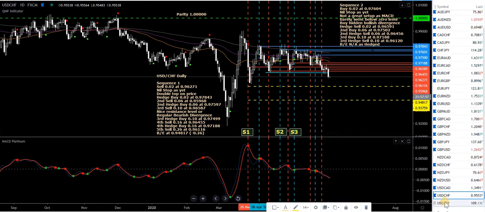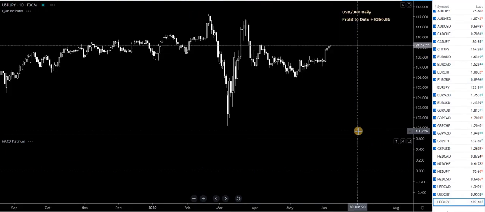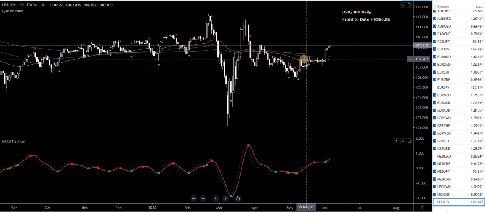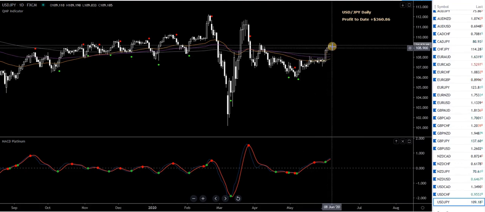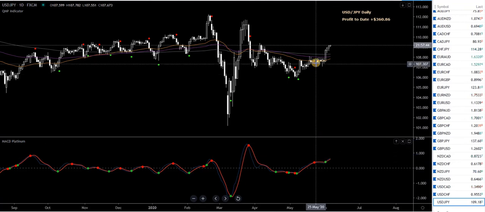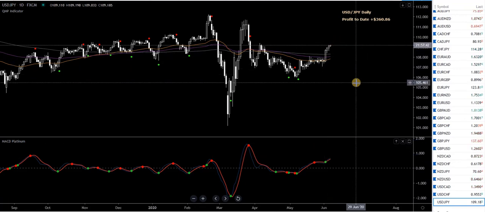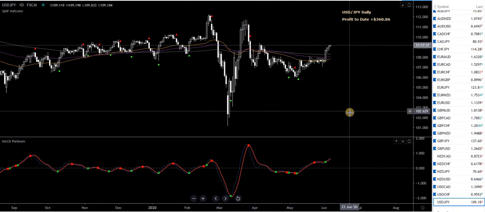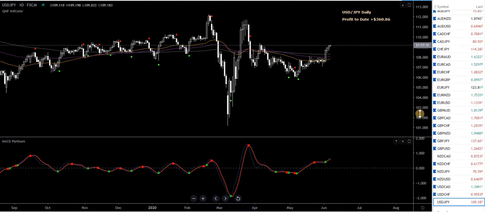Tough pair to trade. USD Japanese yen, no trades. This thing was stuck in a range. Daily candles, look at this. Broke through a couple of days ago, now heading up. MACD platinum's above the 0 level, so I'm looking to sell. Look at the corona, down, up, down, sideways there. All right, that's it for the daily charts.